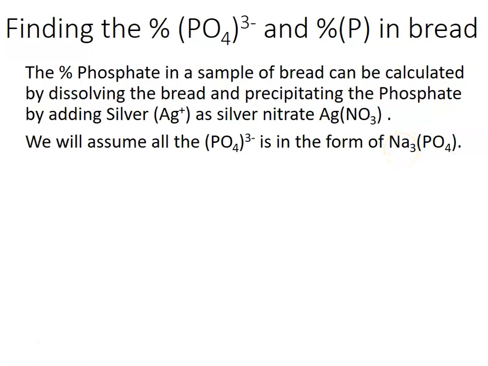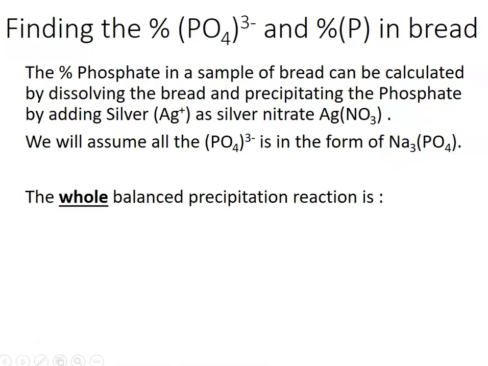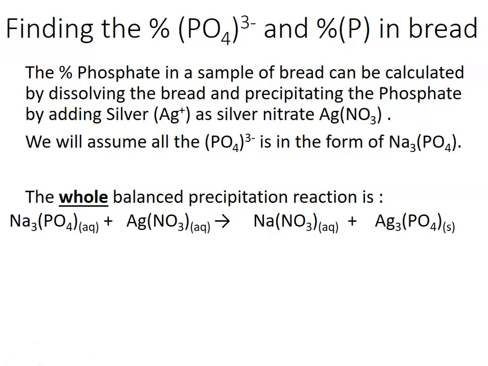So the first thing that you need to do all the time is write a whole balanced precipitation reaction. So you need to be able to write precipitation reactions. I've given you the formulas, but you'll need to be able to write a balanced formula if I wrote it in words. So sodium phosphate from the bread and silver nitrate that we're adding.